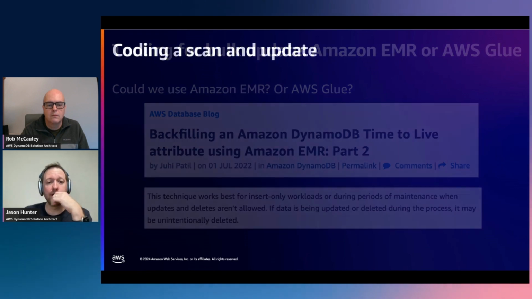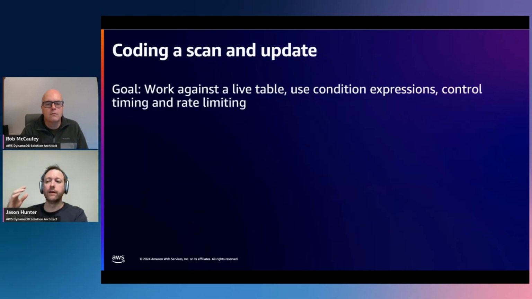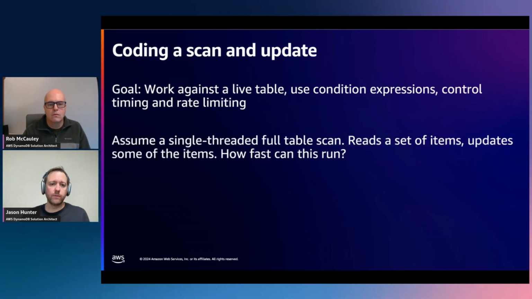So something that happens sometimes is you actually want to do a real live code-driven condition expression, control when it runs, that kind of thing. And it's common enough that I wanted to bring it up because this is a real puzzler for people. Like I have a giant table. How do I easily do this? And so I wanted to work through it. So like, let's do a mental puzzle. I'm going to do a single threaded full table scan. I'm going to read some items. I'm going to update some of them. How fast would that run?